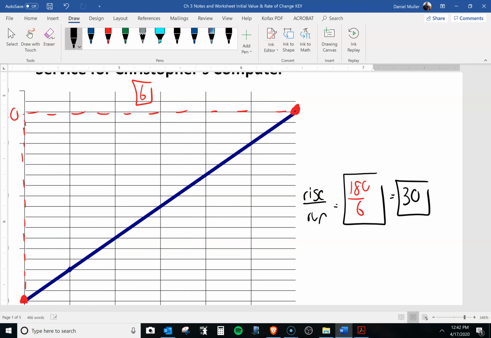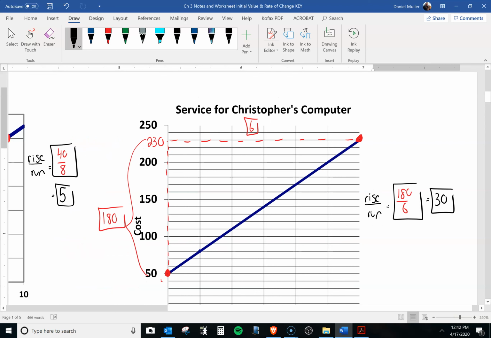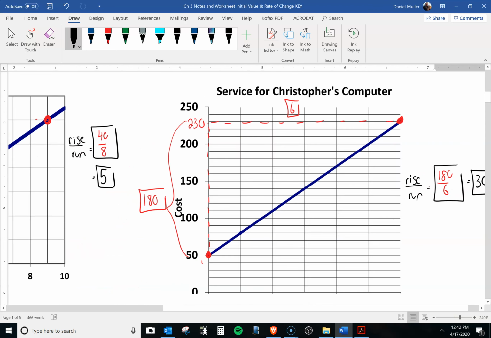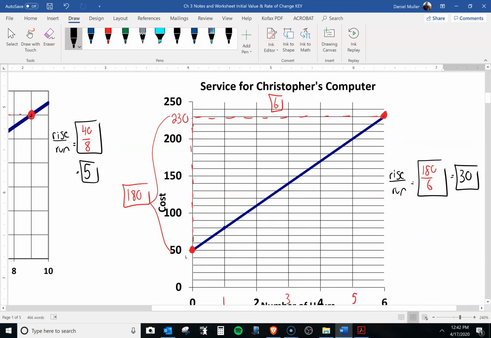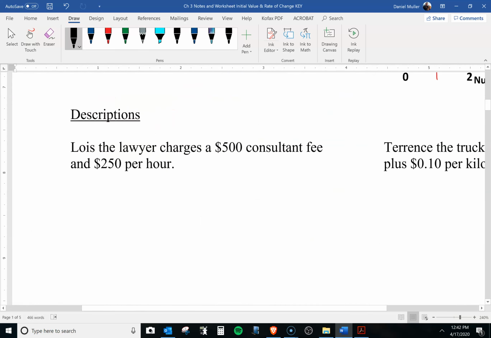So that is a much steeper slope. 30 is much steeper than 5. But we're not actually comparing them because they're two separate drawings. So that's how you calculate: you go rise over your run.